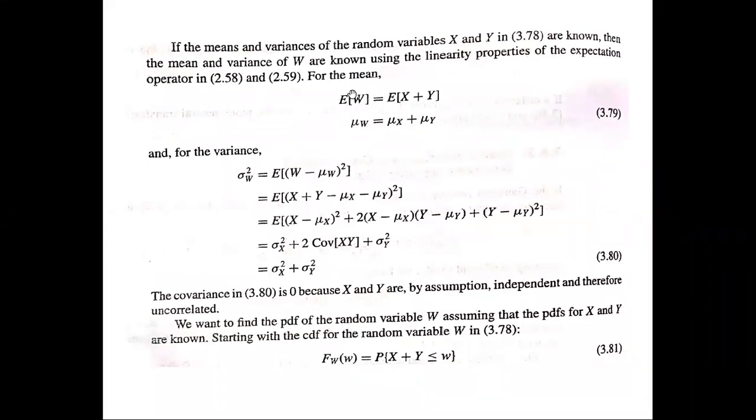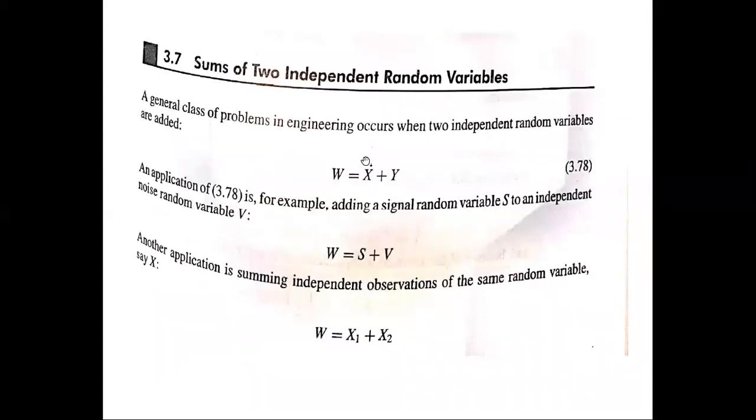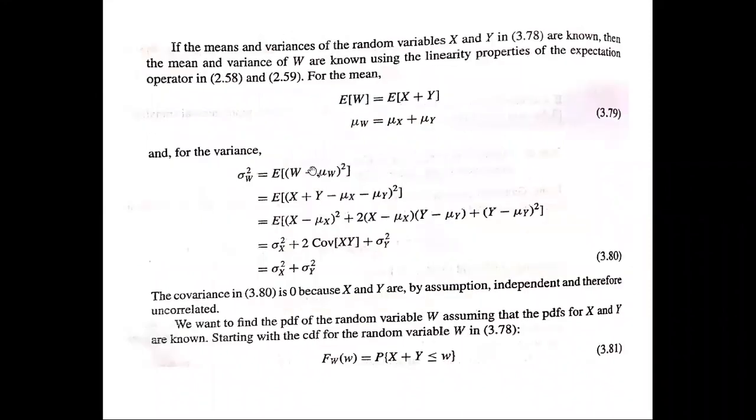Similarly, if we want to write the variance of w, sigma w squared, that corresponds to the expectation of w minus mu w whole squared. For w we can substitute from equation 3.78, that is x plus y, and for mu w you can substitute from 3.79, that is mu x plus mu y, whole squared. We are trying to keep x minus mu x together and y minus mu y together, and that gives us x minus mu x plus y minus mu y whole squared.